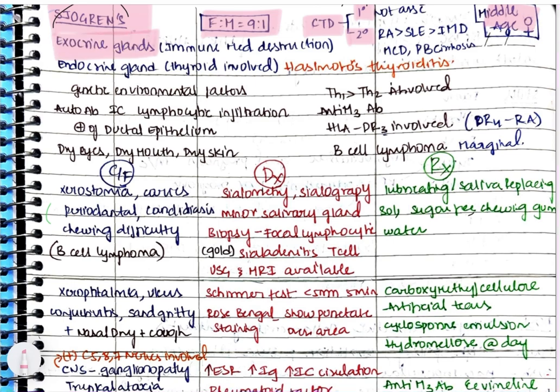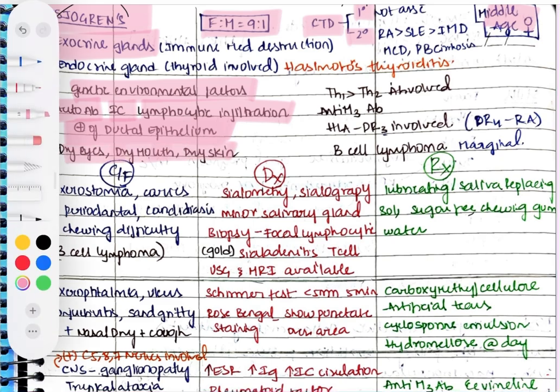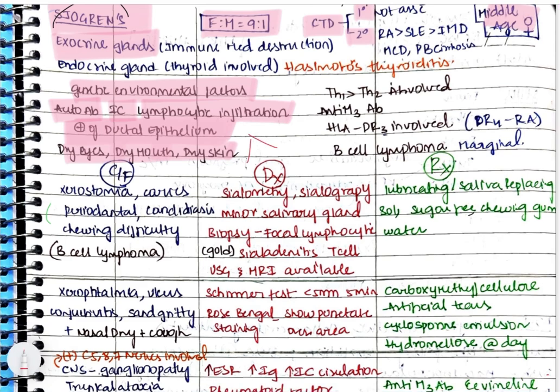There will be environmental and genetic factors which cause formation of autoantibodies, which lead to formation of immunocomplexes which will circulate and cause lymphocytic infiltration and ductal proliferation, right? So there is proliferation of ductal epithelium which can cause dry eyes, dry mouth, and dry skin. So remember this triad: dry eyes, dry mouth, and dry skin. So 1, 2, 3, right?